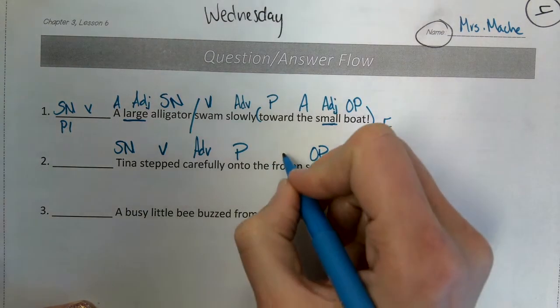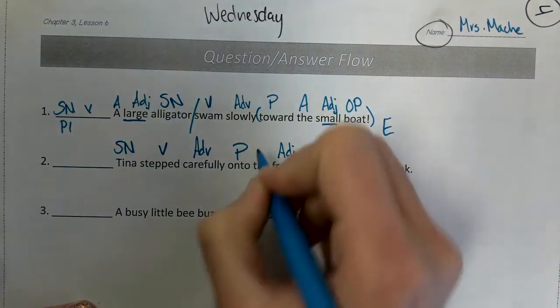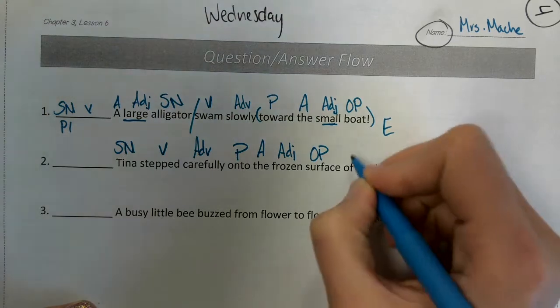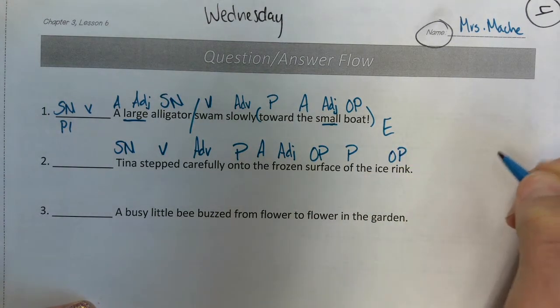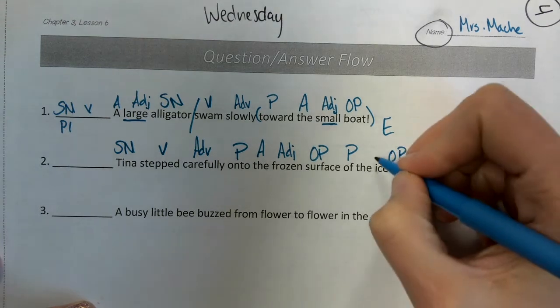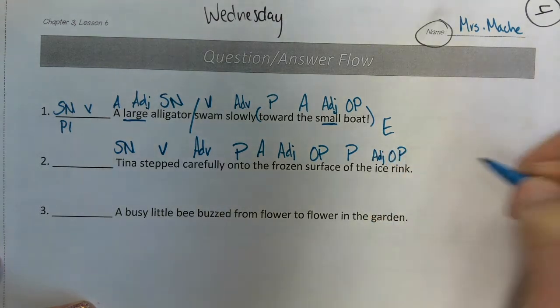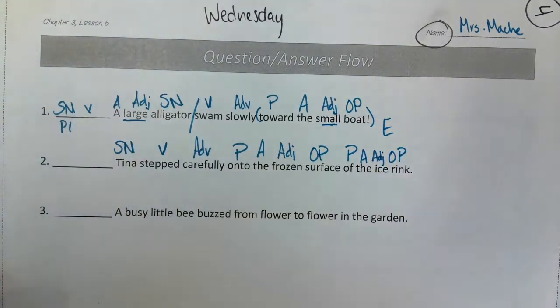What kind of surface? Frozen. Adjective. The. Article. Adjective. Of. Preposition. Of what? Rink. Object of the preposition. What kind of rink? Ice. Adjective. The. Article, adjective.